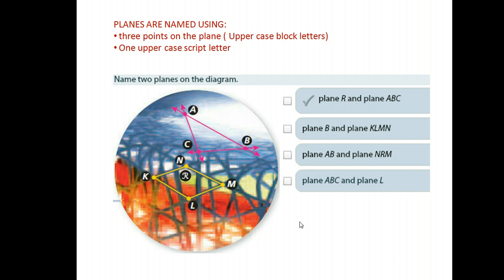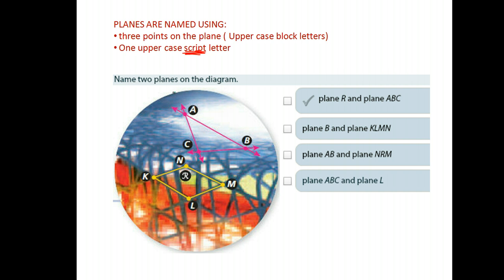All right, let's take a look at this question. This is a question you would have already had in your workbook problems. Up here, just a reminder, planes are named using 3 points on the plane, and those are uppercase block letters, or 1 uppercase script letter. Notice in this drawing, there's only 1 that's a script letter with the curlicues on it, and it's this one. So we could use this to name this plane, right?